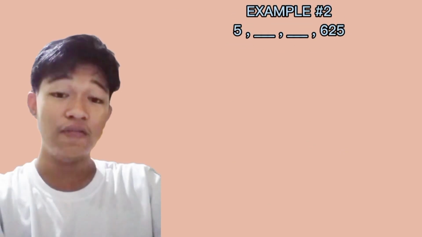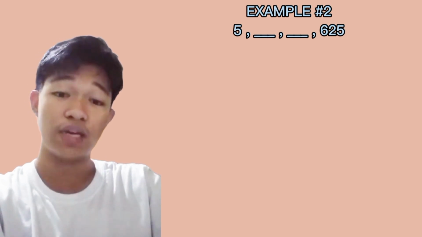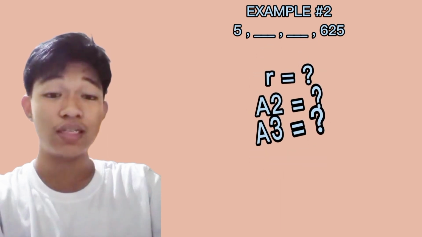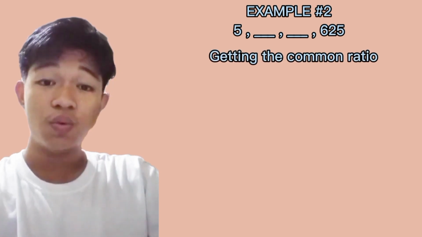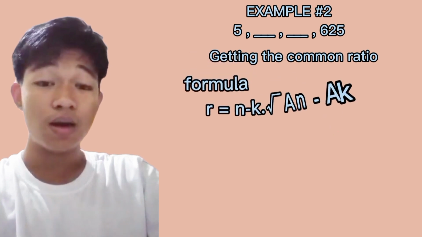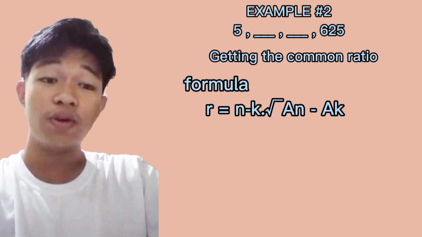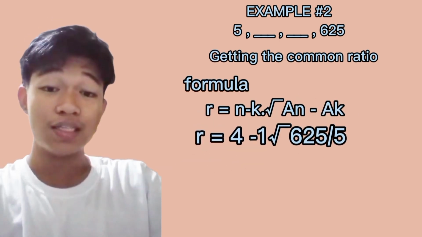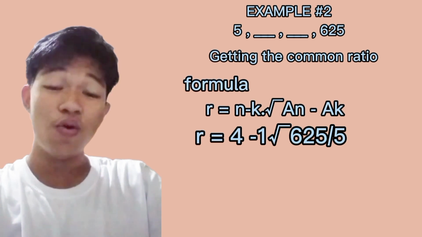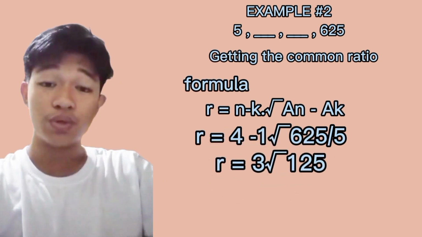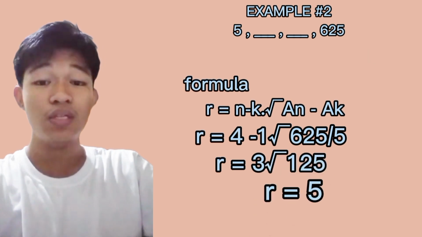Another example is if the given is a sub 1 equals 5 and a sub 4 equals 625. We have to find the common ratio and the numbers in between the two terms. In order to get the common ratio, we use this formula: r equals the n minus k root of a sub n over a sub k, which will be r equals the 4 minus 1 root of 625 over 5, which will be the cube root of 125. So the answer is r equals 5.